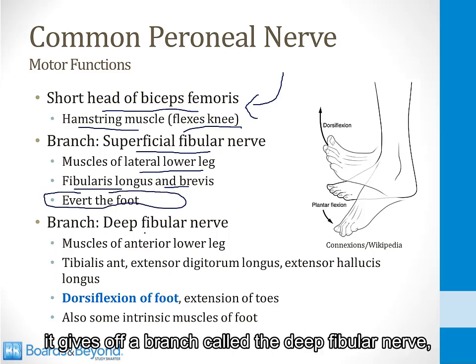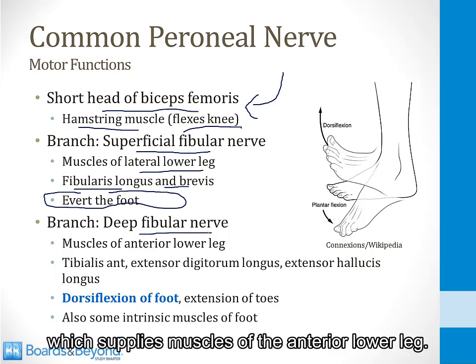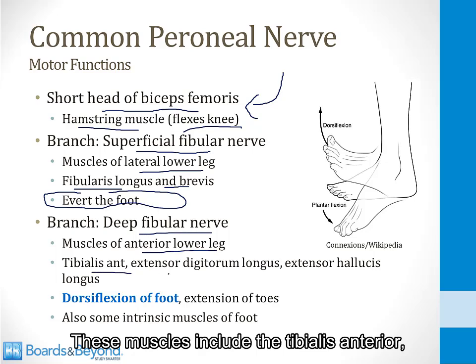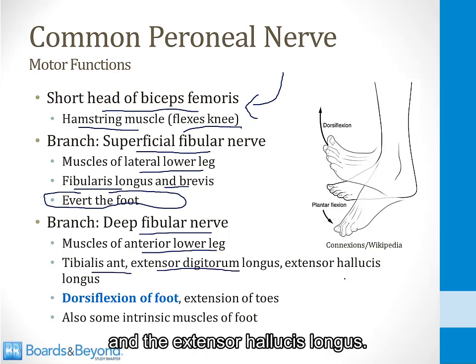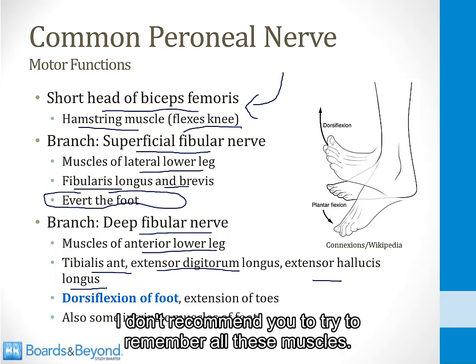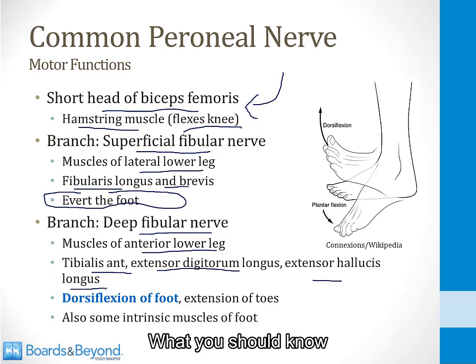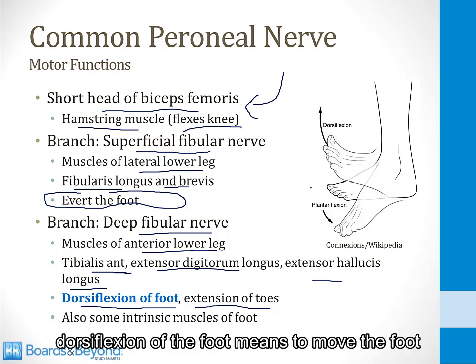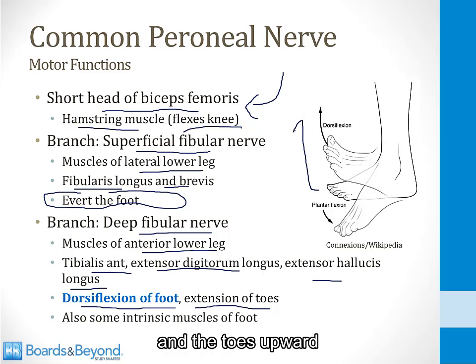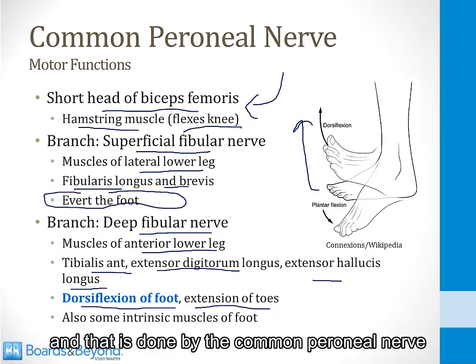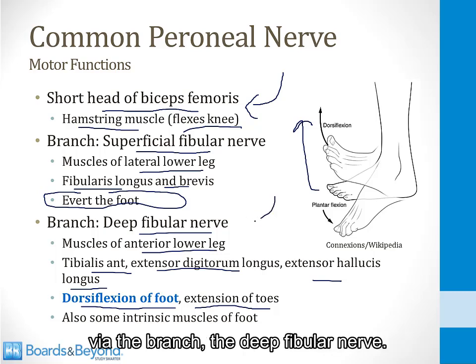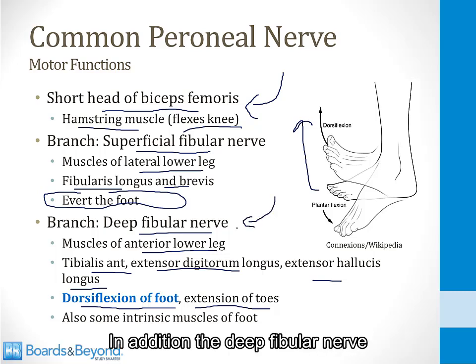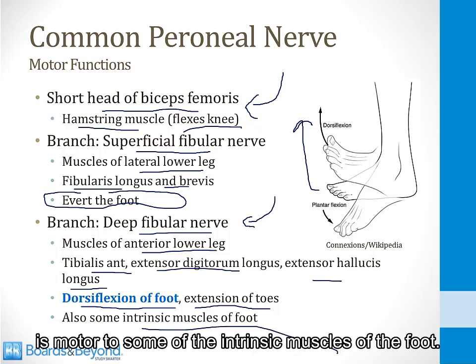And then finally, it gives off a branch called the deep fibular nerve, which supplies muscles of the anterior lower leg. These muscles include the tibialis anterior, the extensor digitorum longus, and the extensor hallucis longus. I don't recommend you try to remember all these muscles. But what you should know is that these muscles are important for dorsiflexion of the foot and extension of the toes. If you look at this drawing on the screen here, dorsiflexion of the foot means to move the foot and the toes upward, and that is done by the common peroneal nerve via the branch, the deep fibular nerve. In addition, the deep fibular nerve is motor to some of the intrinsic muscles of the foot.